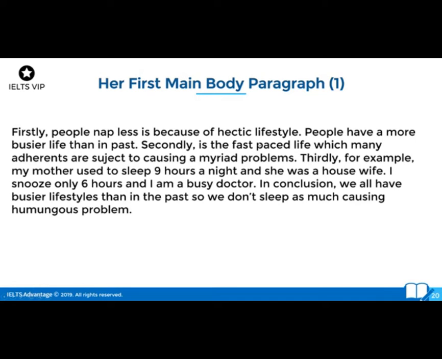"Secondly is the fast-paced life which many adherents are subject to, causing a myriad problems." So this seems like it's a second idea because she's put secondly in here, but it's really the same idea as the last one, fast-paced lifestyle, and this causes problems. "Thirdly, for example, my mother used to sleep 9 hours a night and she was a housewife. I snooze only 6 hours and I am a busy doctor." So thirdly, that's showing that there's a third idea, but this is an example. So it's difficult to understand what she is doing and where she's going because the discourse markers don't really help.